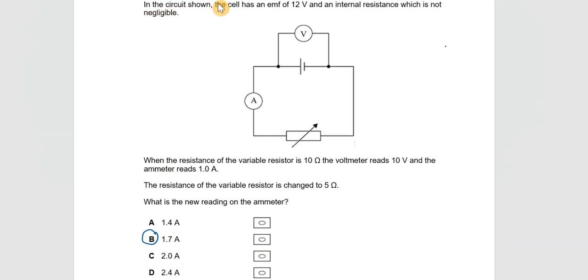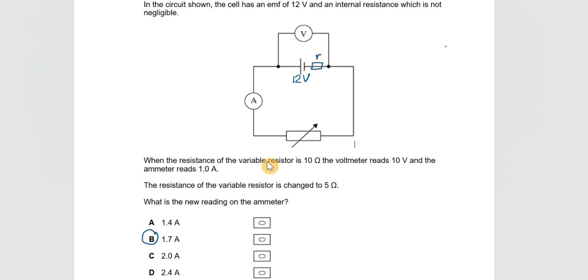So in the circuit below, the cell has an EMF of 12 volts. I'm going to start adding information to this drawing. And an internal resistance which is not negligible. So there's an internal resistance. So let's draw that internal resistor in here, and we'll name it little r.